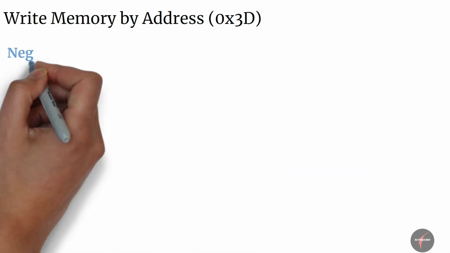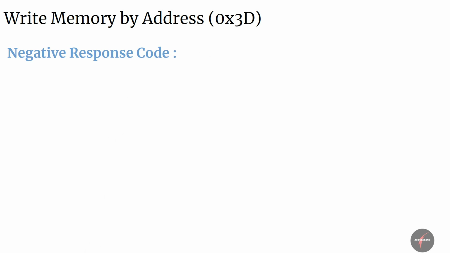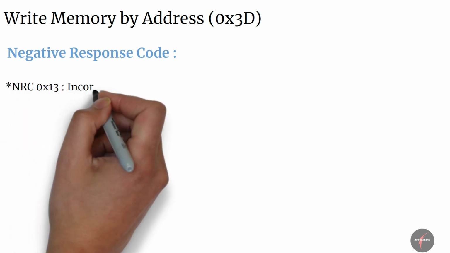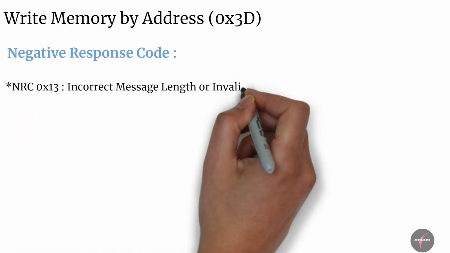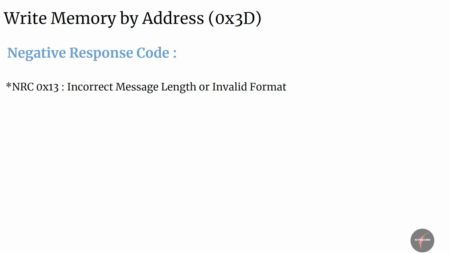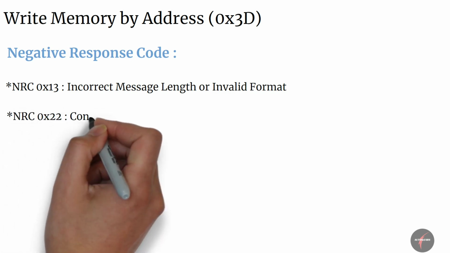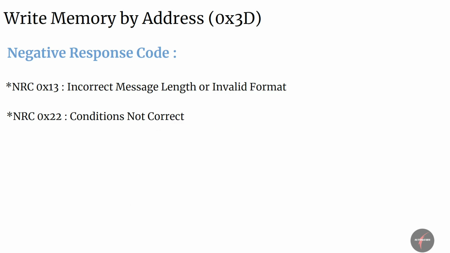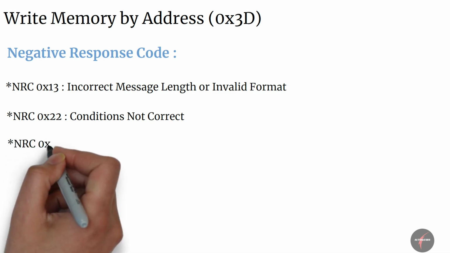Now, let's go through the different negative response codes, or NRCs, supported by this service. NRC 13, incorrect message length or invalid format. This NRC shall be sent if the length of the message is wrong. NRC 22, conditions not correct. This NRC shall be sent if the operating conditions of the server are not met to perform the required actions.